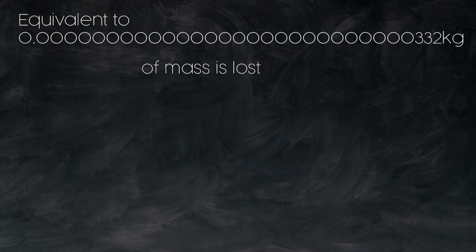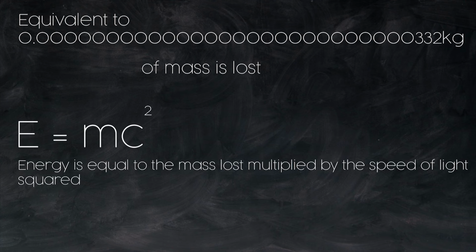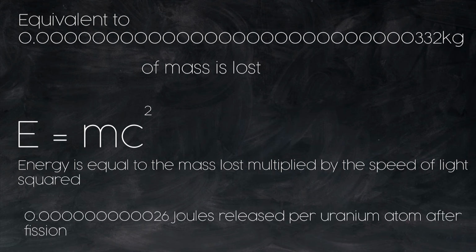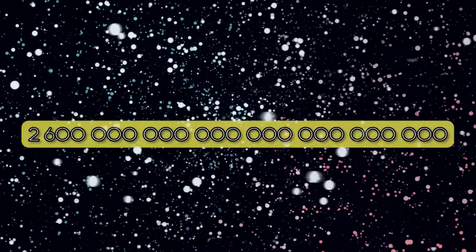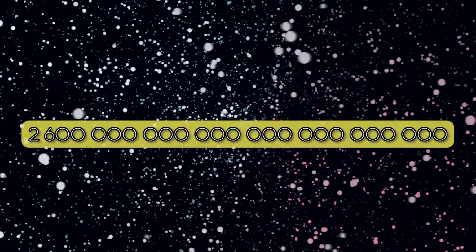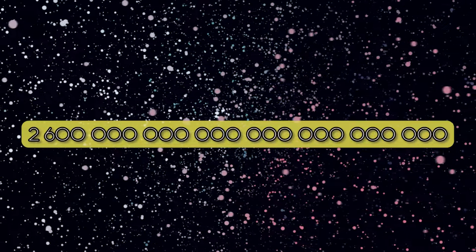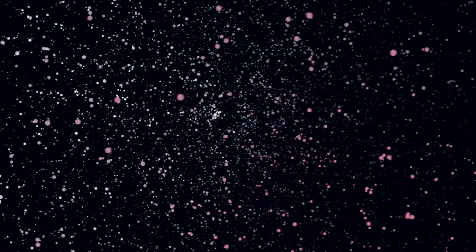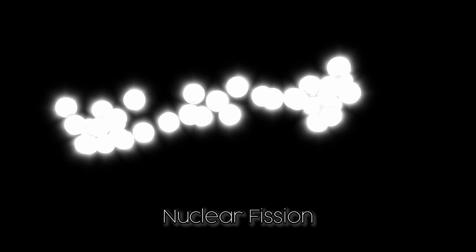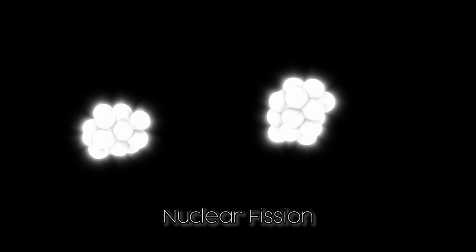This might not seem like much, but using Einstein's E=mc² formula, we can calculate that one atom releases approximately 2.6 times 10 to the minus 11 joules. Again, this doesn't sound like much, but when you realize 1 kilogram of uranium contains approximately 2.6 septillion atoms, the energy released per kilogram is mind-staggering. This entire process of splitting an atom is known as nuclear fission.